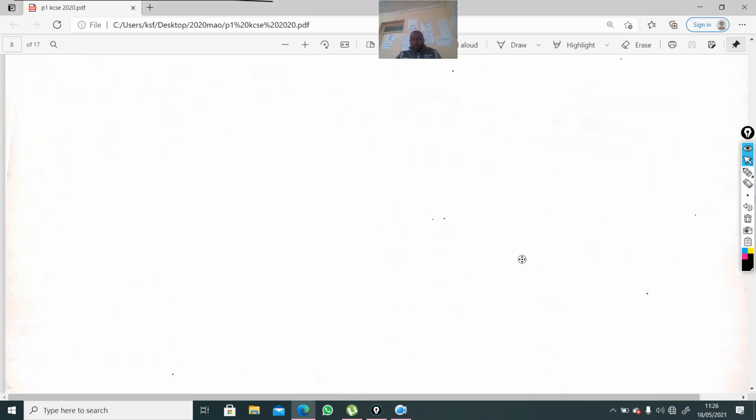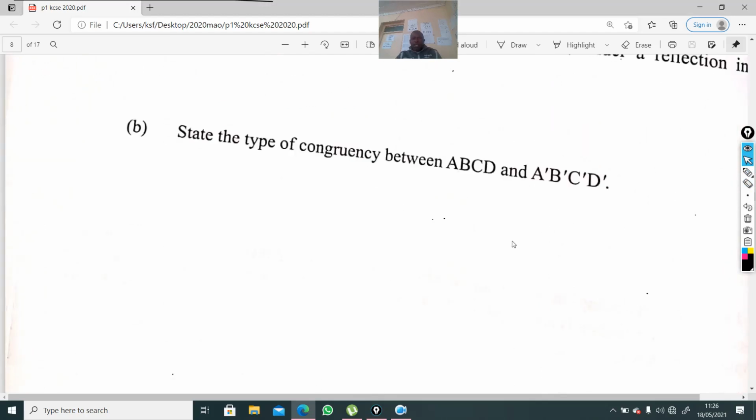The next question is that you state the type of congruency. We have said it's opposite or indirect congruency. So that is what you're supposed to do.